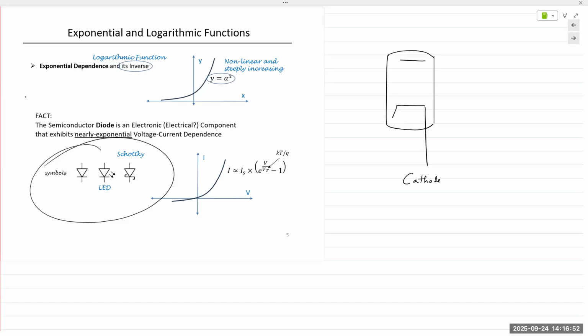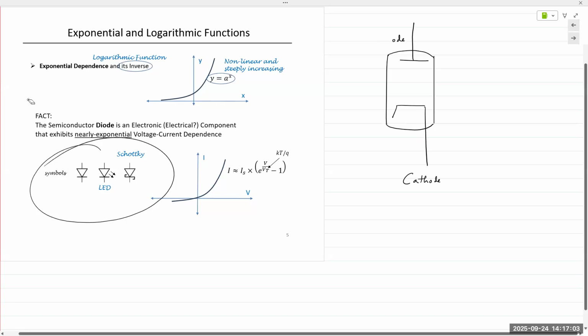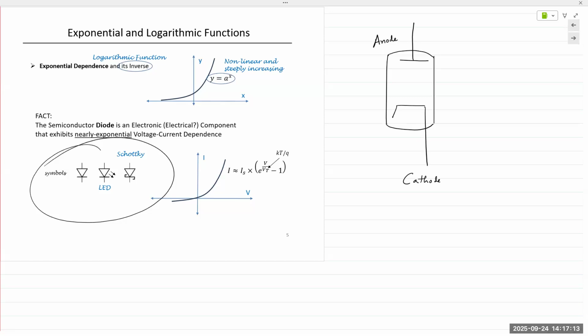It had a second electrode at the other end that was known as the anode. You might be familiar with these terms, anode and cathode, from chemistry, perhaps. Right? So you have these two electrodes. Hence the name of this device. This device is known as a diode.